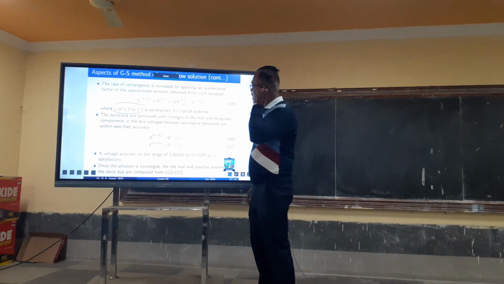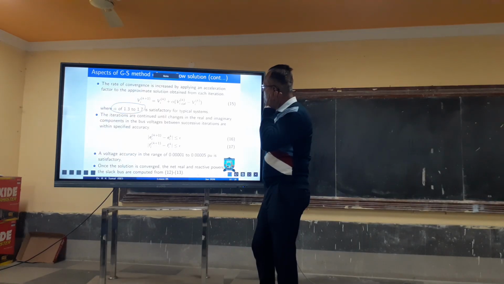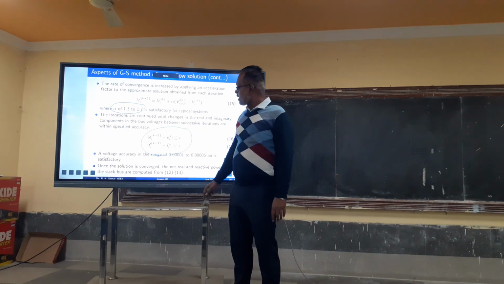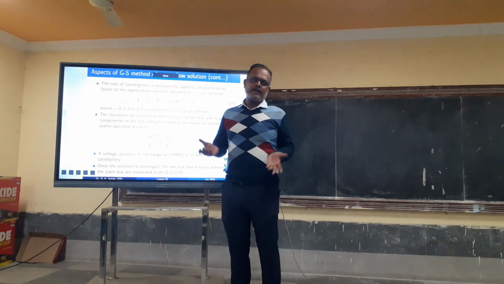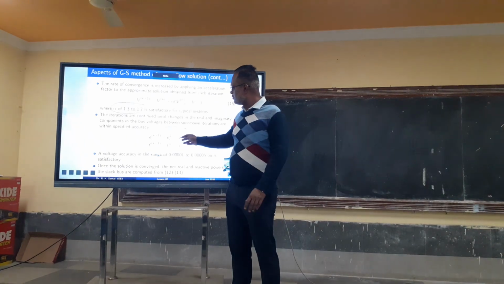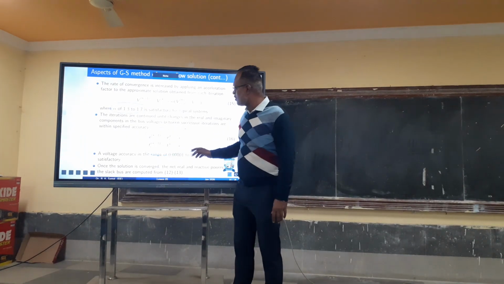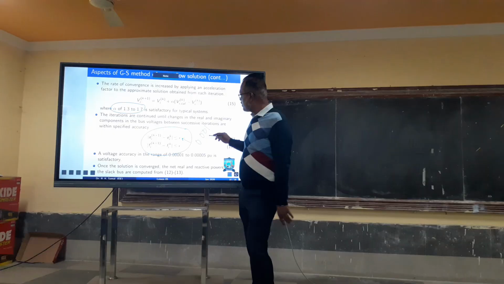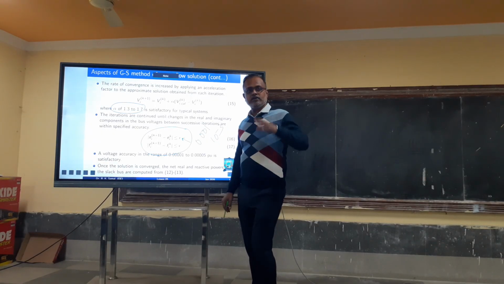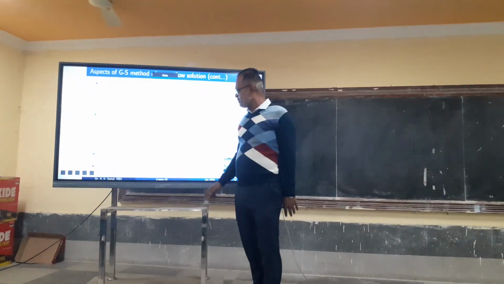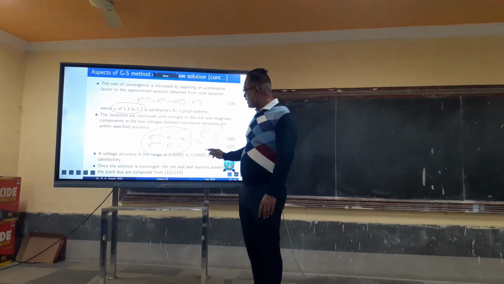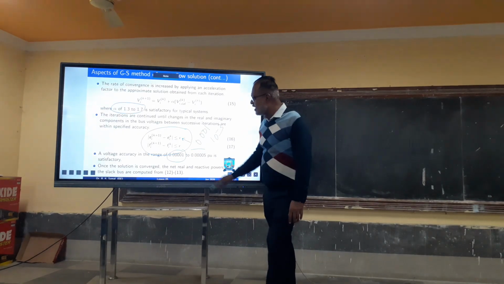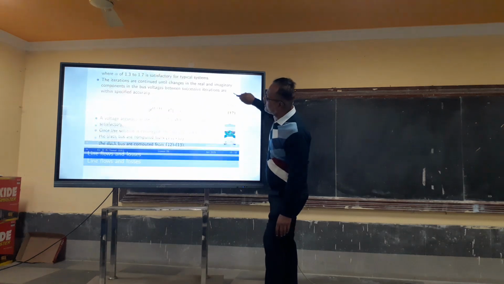The iterations are continued until the changes in the real and imaginary components of the bus voltages between successive iterations are small. You can see this separately, or you can directly see through the polar form whether this is converging or not. If this is 0.001, general acceptance 10 to the minus 3, then we say that the solution has converged. The voltage accuracy is in the range of 10 to the power minus 5. Then once the solution is converged, this is very important, you write down this.